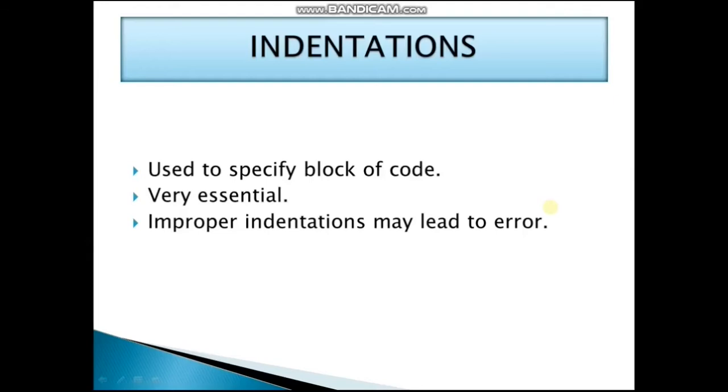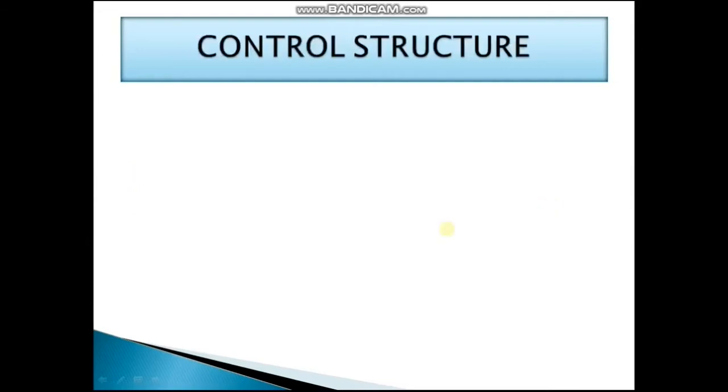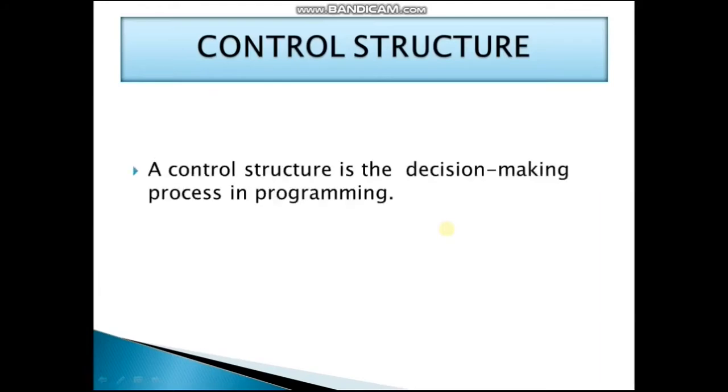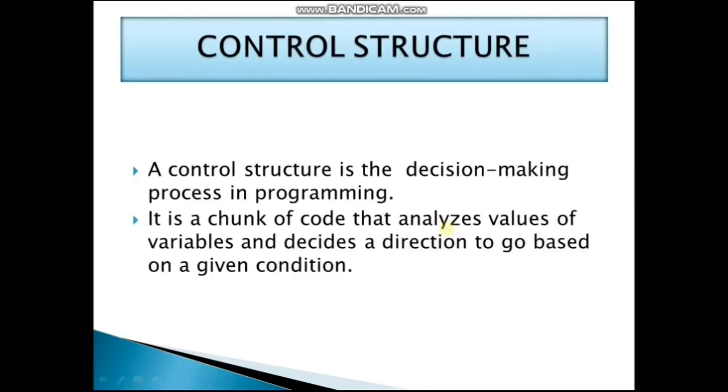So I guess you understood about indentation. If not, don't worry. I'll teach you about control flow in the next chapter, and you will come to know about the importance of indentation through it. Now let's learn about control structure in Python. So what's control structure? It's a decision making process which is used in Python programming. So it's just a bit of code that analyzes the value of variables or other operands, and the compiler decides the direction to go based on the given condition.